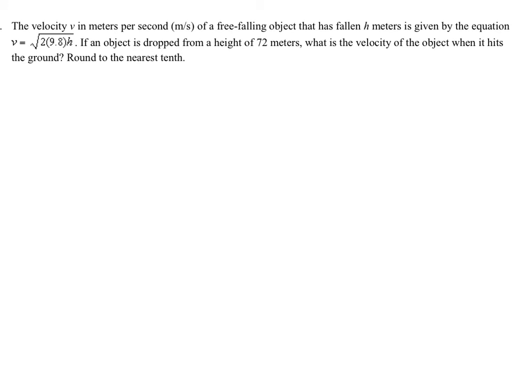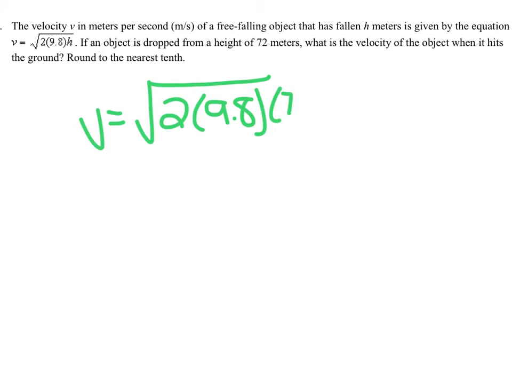The velocity v in meters per second of a free-falling object that has fallen h meters is given by the equation v equals radical 2 times 9.8 h. If an object is dropped from a height of 72 meters, what is the velocity of the object when it hits the ground? So we're taking 72 and we're plugging it into height. As simple as that. So I got v equals the square root of 2 times 9.8 times 72.